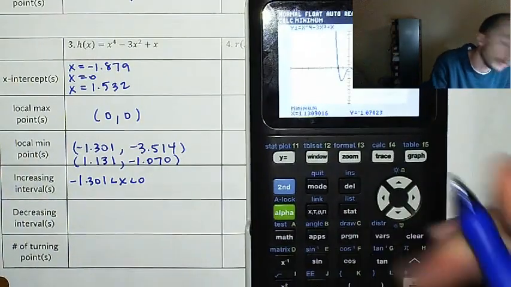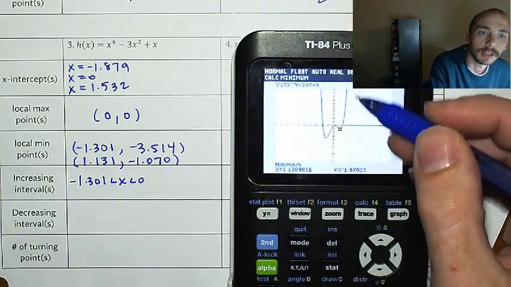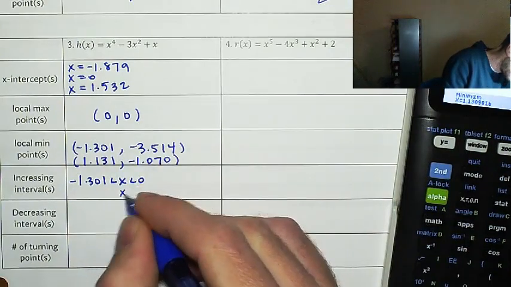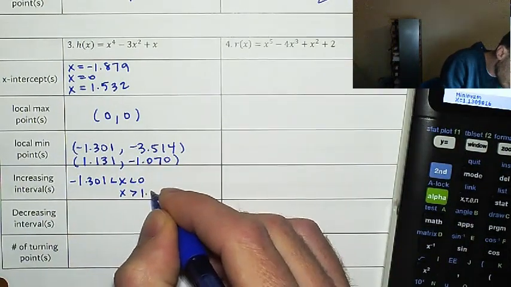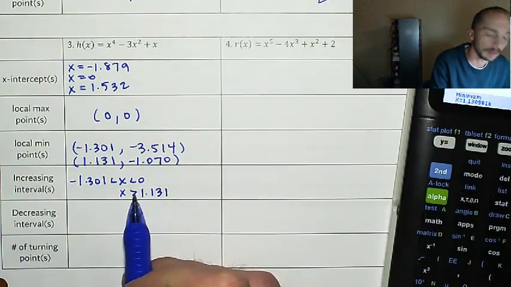Another interval of increase is where I increase beyond 1.131. So I'll just say x is greater than 1.131. Okay, so those are my intervals of increase.